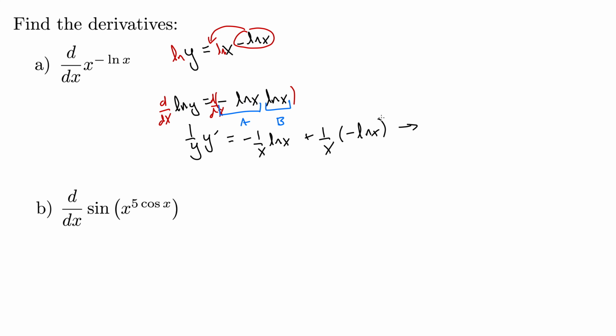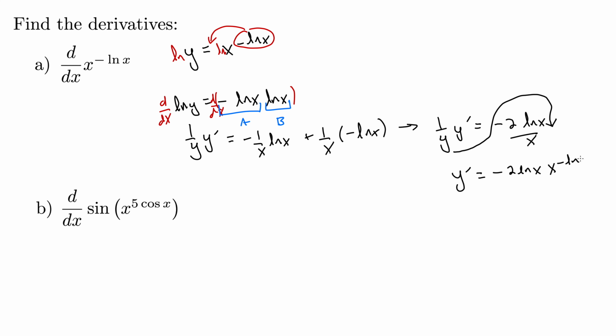So that tells us that 1 over y times y prime is simply, we can combine these to get negative 2 natural log x all over x. Okay, next we bring up this y to the other side. I'm actually going to bring it up to the right side here because it's nice to have this negative 2 out in the front. So this gives us y prime, which is what we're looking for. That's our final answer there, equals negative 2 natural log x times x to the negative natural log x all over x. There we go.